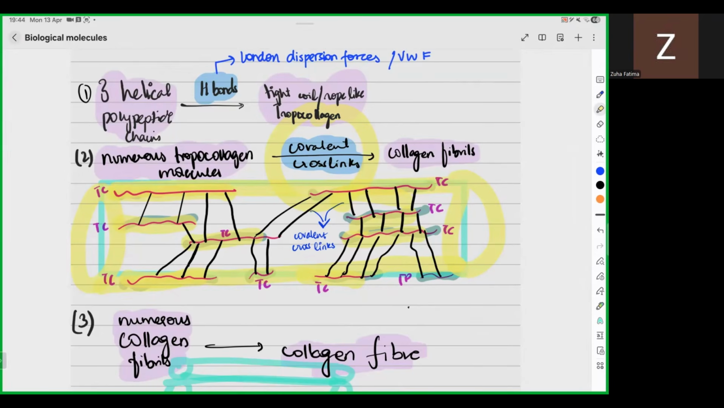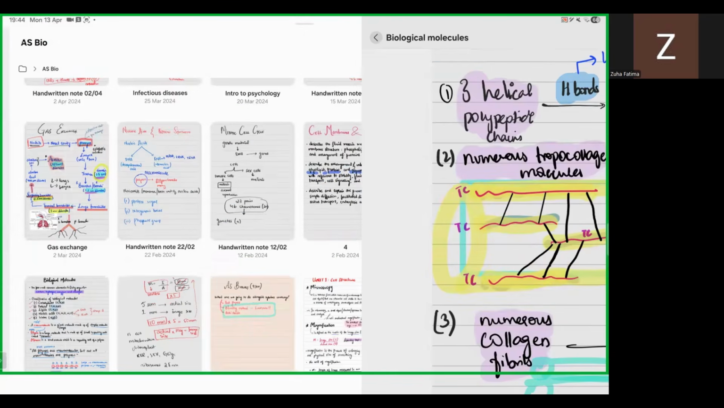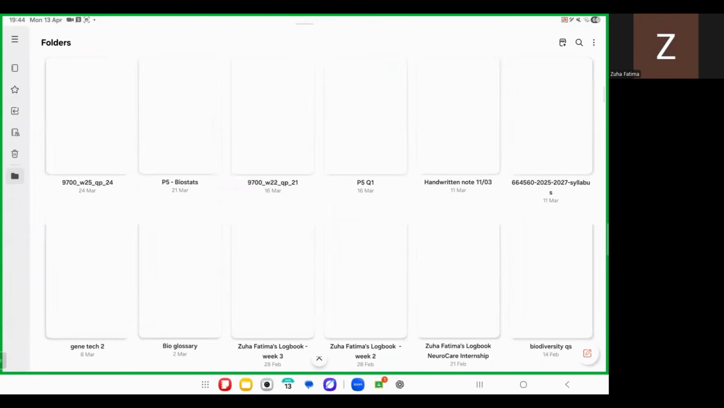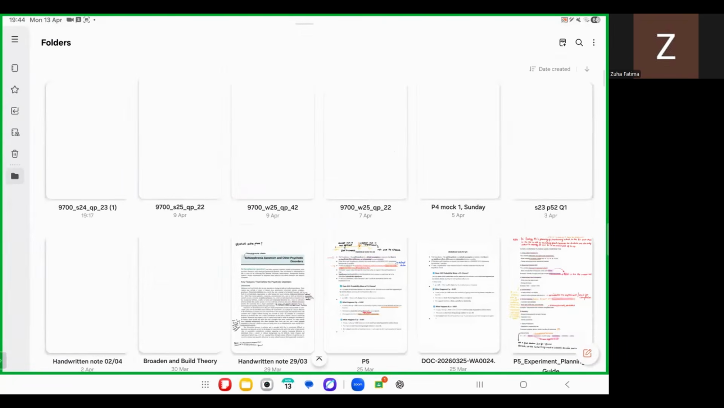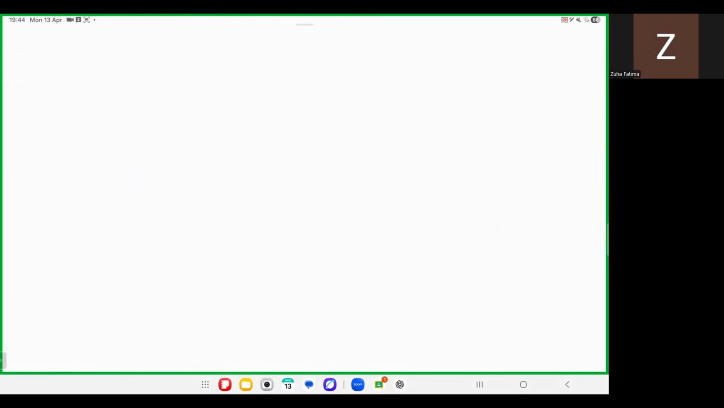So the collagen molecules are arranged in parallel. They associate via covalent cross-links to form collagen fibrils.